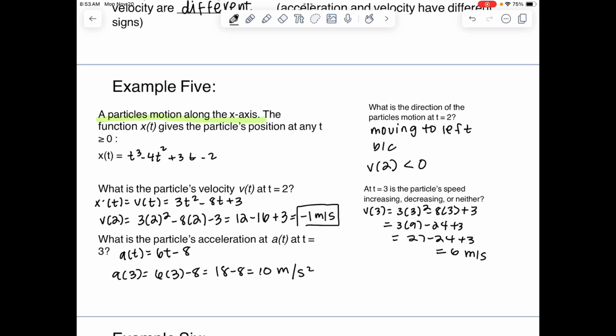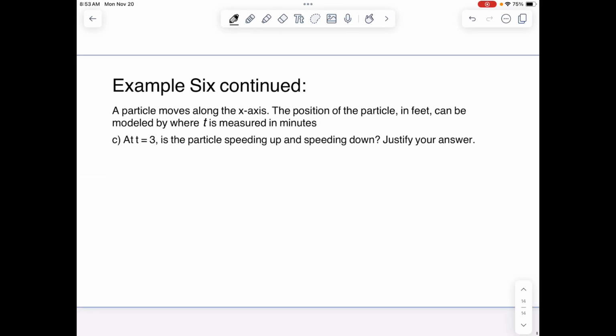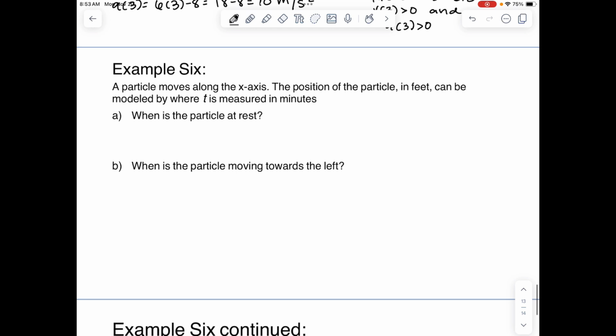And so if you guys notice, that means that the object is speeding up because the acceleration at 3 is positive and the velocity is positive. So it's going to be increasing, and then you have to give an explanation because velocity at 3 is greater than 0, and acceleration at 3 is greater than 0. So you have to just give a little explanation like that. Okay, 2 more examples real quick.